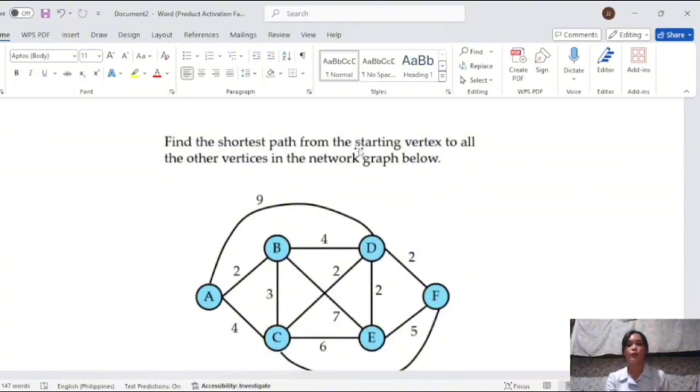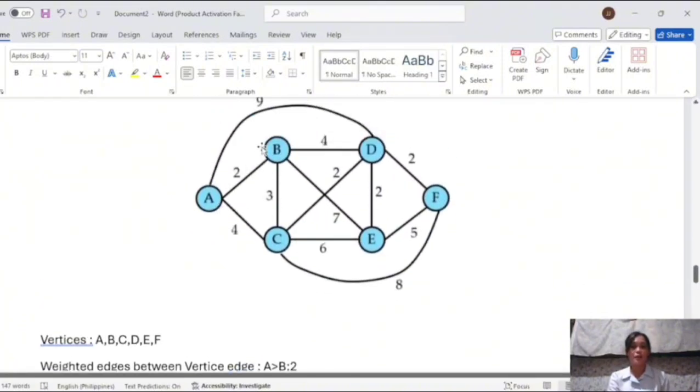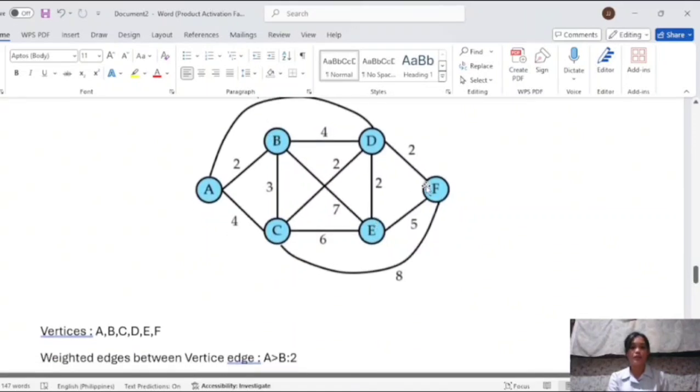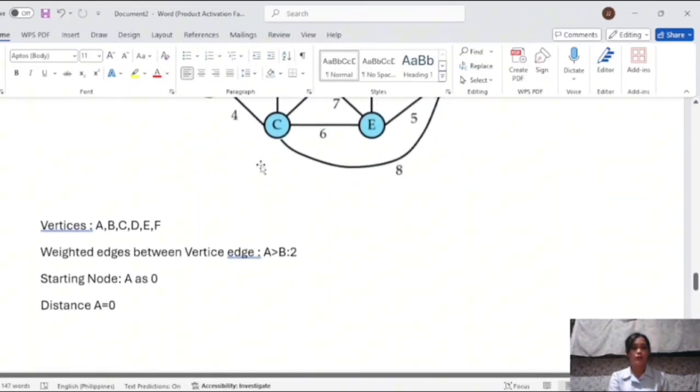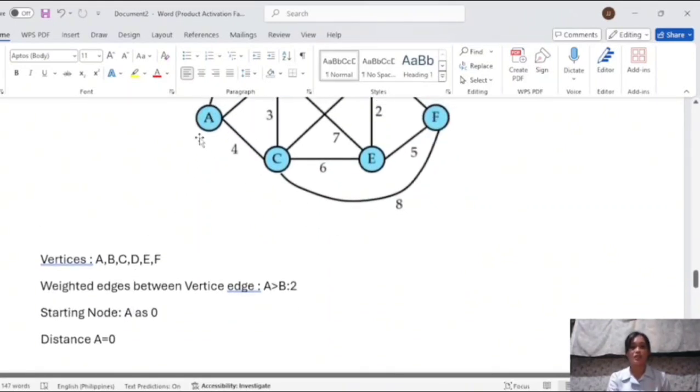So let's proceed to find the shortest path from the starting vertex to all the other vertices in the network graph below. The vertices are A, B, C, D, E, and F. The weighted edge between vertex A to B has a distance of 2. The starting node is A, which is initialized to 0.